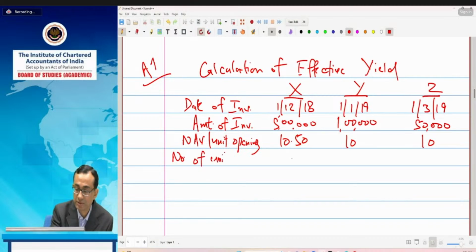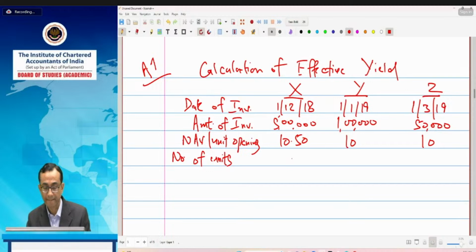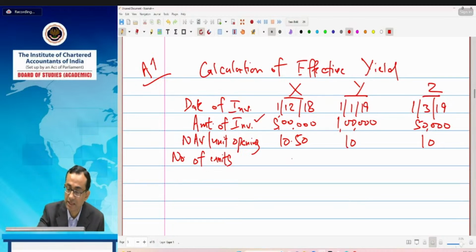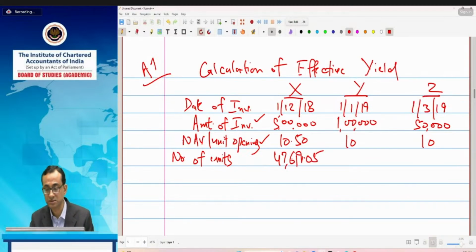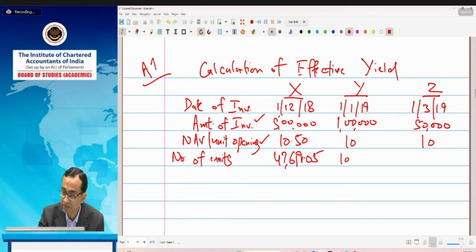Now, can we calculate the number of units? Can we calculate the number of units of mutual fund? Yes, because the amount of investment is given, NAV per unit is given. So from this, we can calculate the number of units by dividing the amount of investment by the NAV per unit. So let us divide it in case of X, 5 lakh by 10.5. So this is coming to 47,619.05. In the same way, it will be calculated in case of Y: 1 lakh divided by 10, it will come to 10,000. And 50,000 divided by 10, it will come to 5,000. Number of units have been calculated.